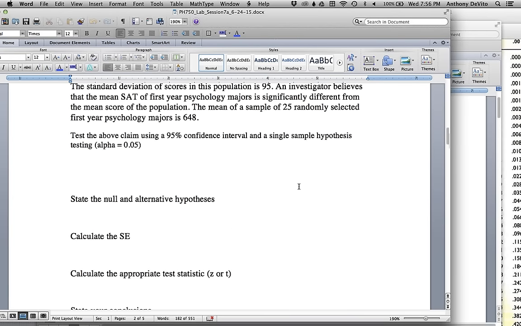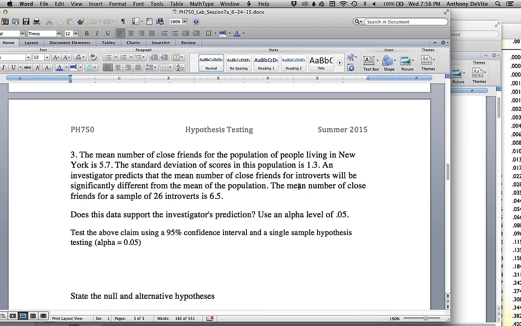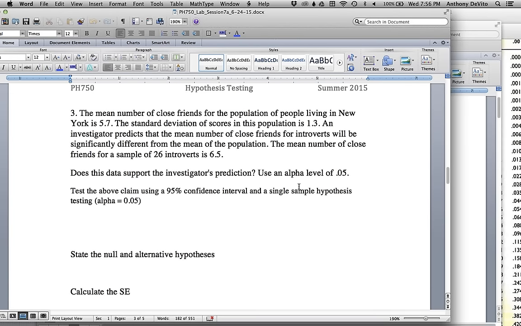Let's take a look at this example. I'm tired of talking about salaries. The mean number of close friends for the population of people living in New York is 5.7. The standard deviation of scores in this population is 1.3. So it's an average of 5.7 for the entire population, and the standard deviation for this population is 1.3. So we know mu and we know sigma.